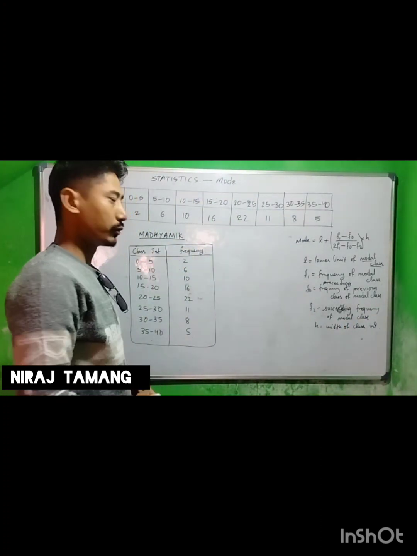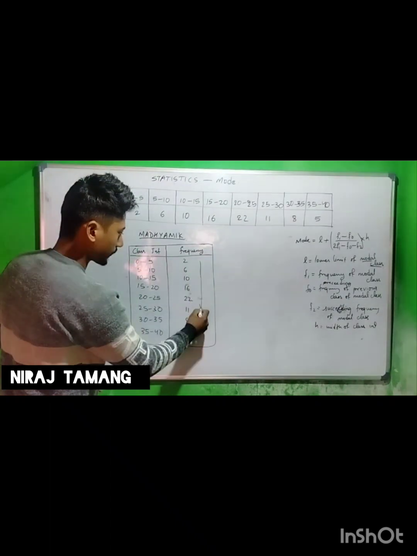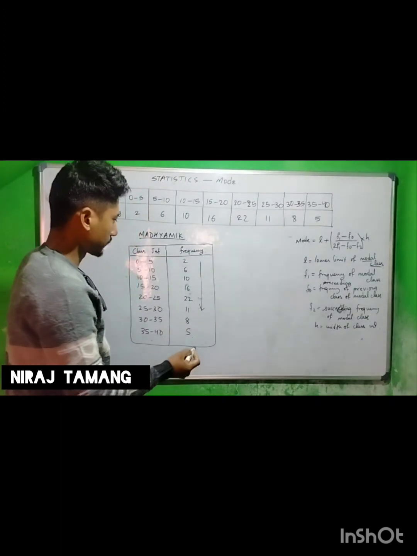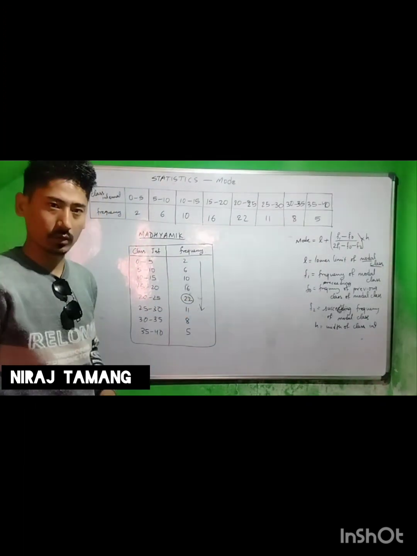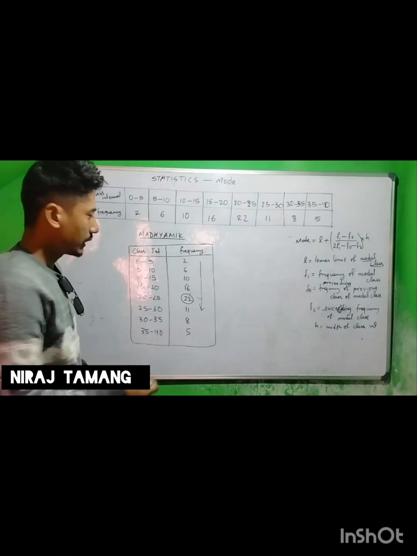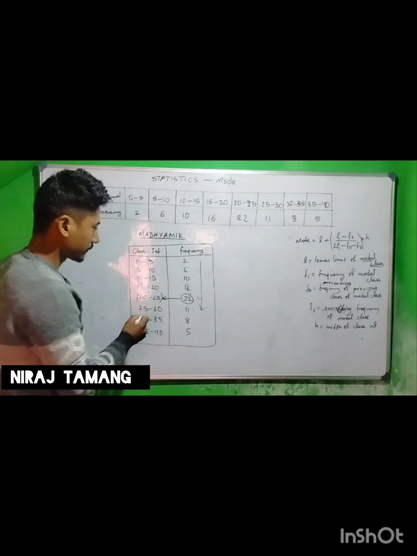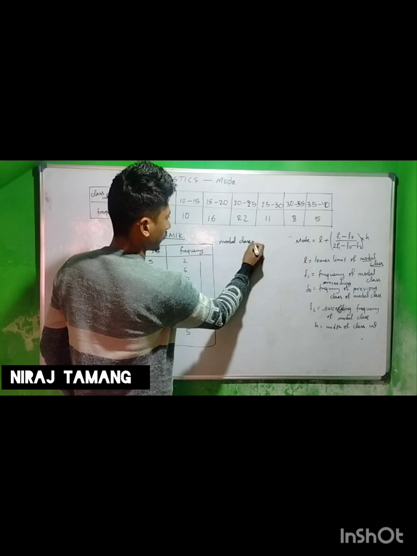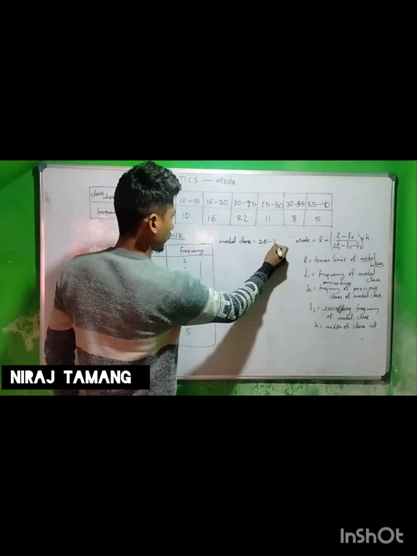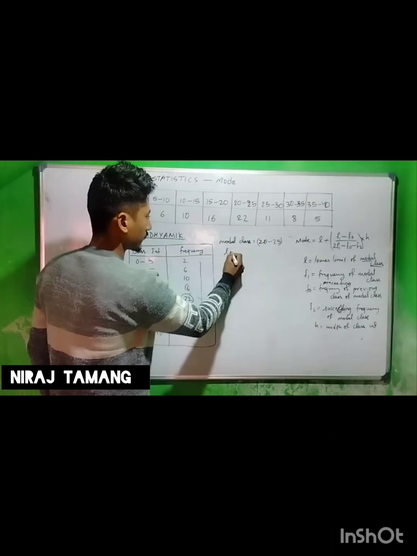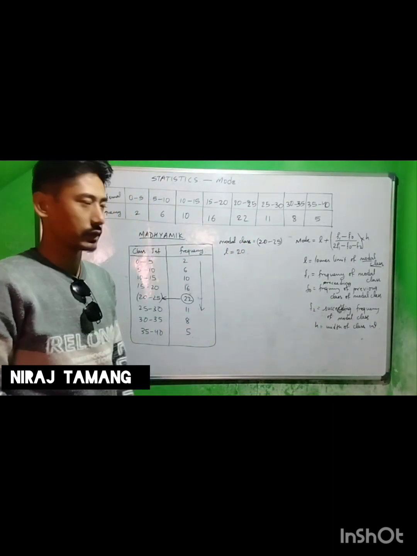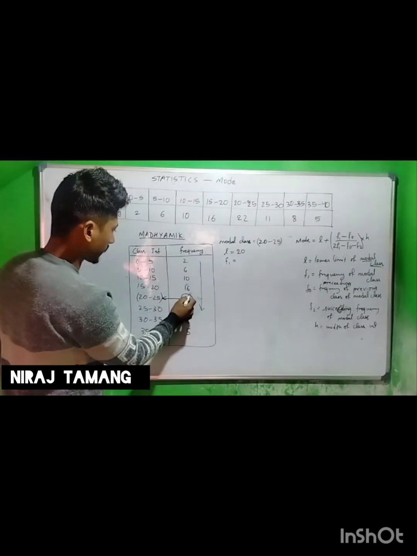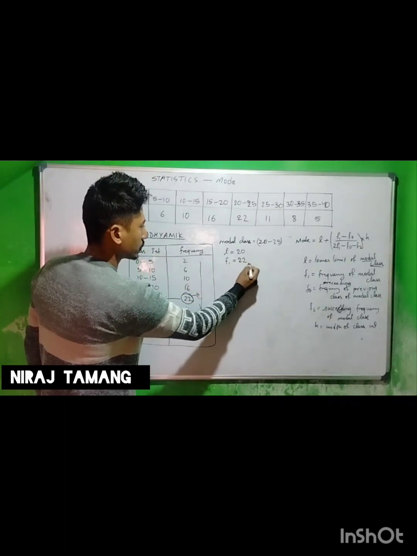Let's find the modal class first. To find the modal class, we look at the frequency column and see which one is the greatest value. 22 is the greatest value, and the corresponding class interval of the greatest value is our modal class. So our modal class is 20 to 25. From here we get L equals 20, the lower limit of the modal class. Now F1 is the frequency of the modal class, so F1 becomes 22.